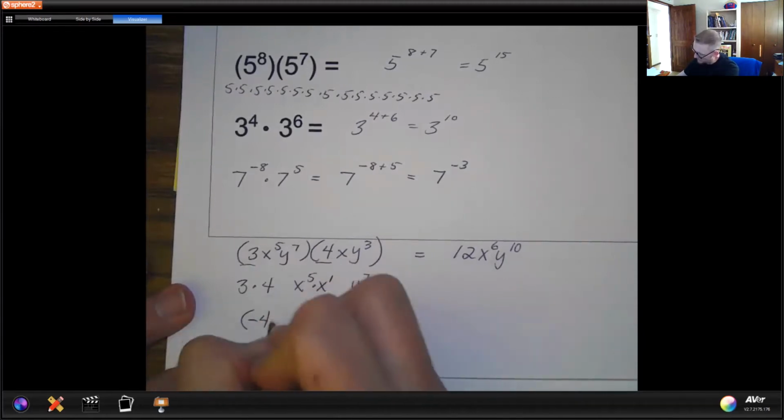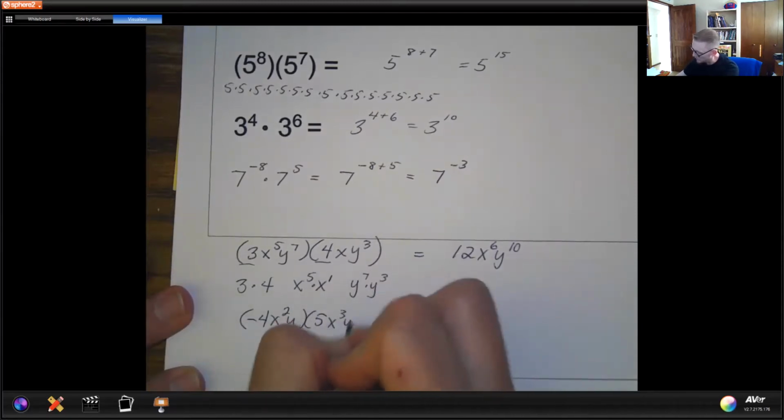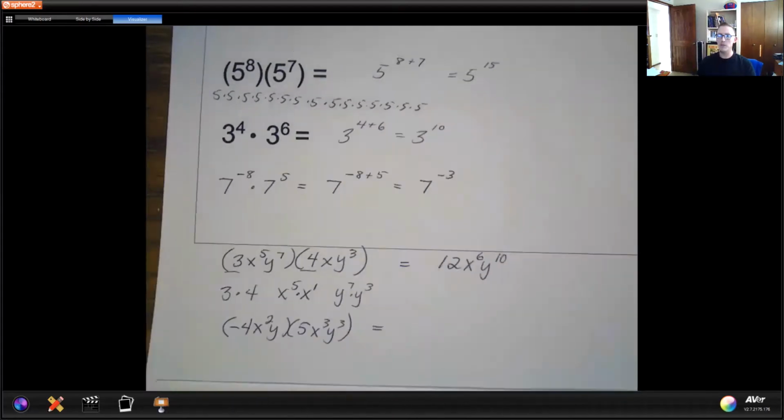Negative 4x squared y times 5x to the 3rd y to the 3rd. So I want you to multiply those. Remember the coefficients in front and then the terms with the same base.